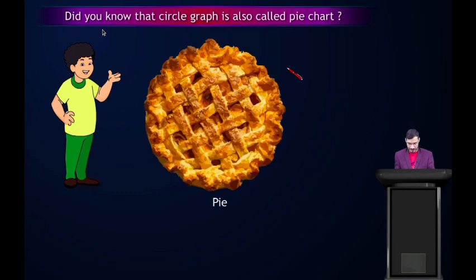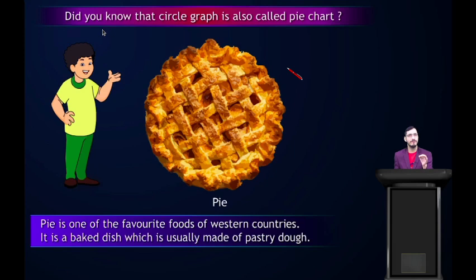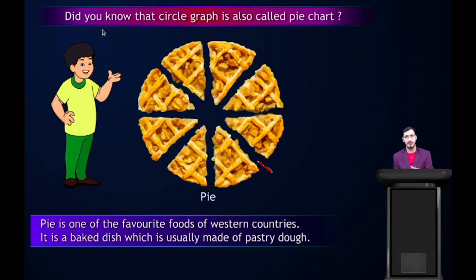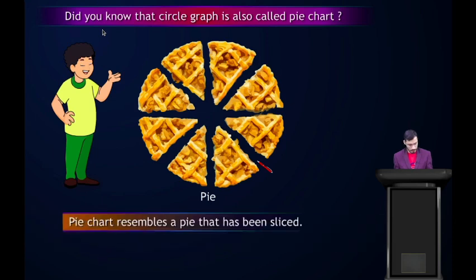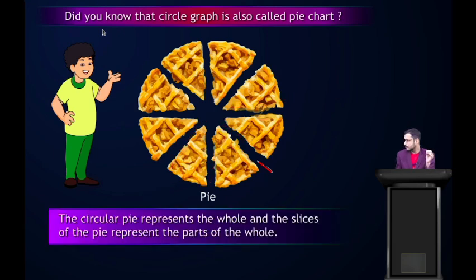You can see the pie. Pie is one of the favorite foods of Western countries. It is a baked dish which is usually made of pastry dough. It's a Western food. So here you can see a pie. A pie chart resembles a pie that has been sliced. You can see the parts are sliced like that. The circular pie represents the whole, and the slices of the pie represent the parts of the whole.